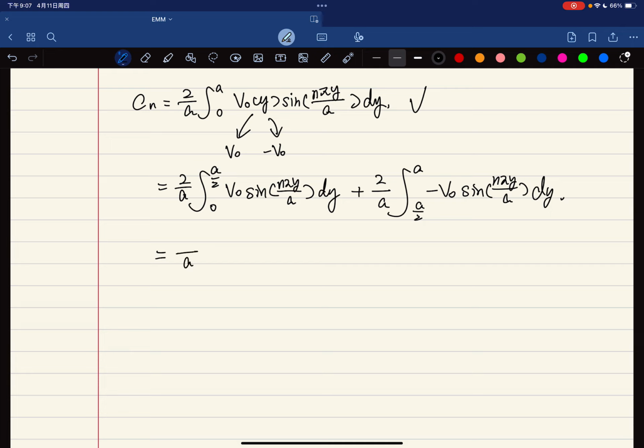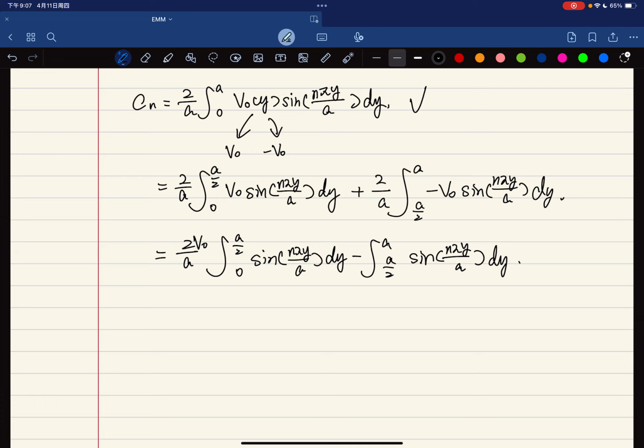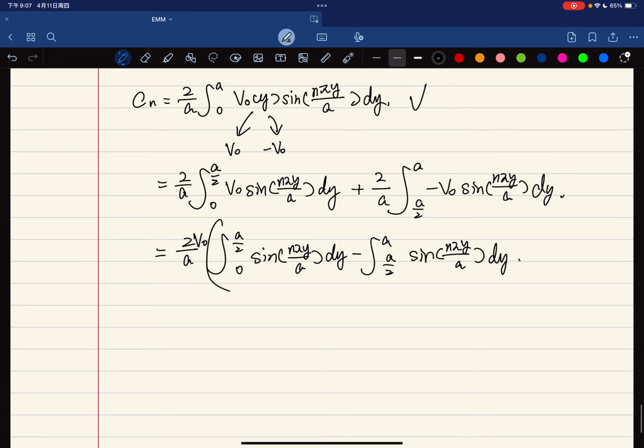Let's extract some common factors. Here is just some manipulation of the math form. Nothing new, it's just to rearrange things. Okay, so now let's solve this integral. I define this constant as alpha, so I'll just leave alpha away.